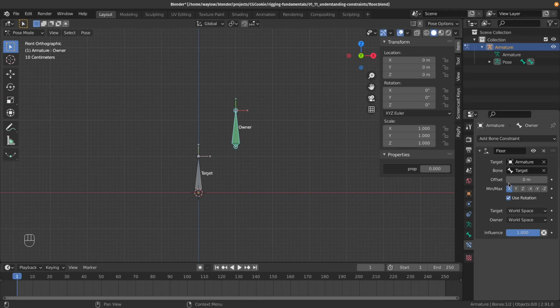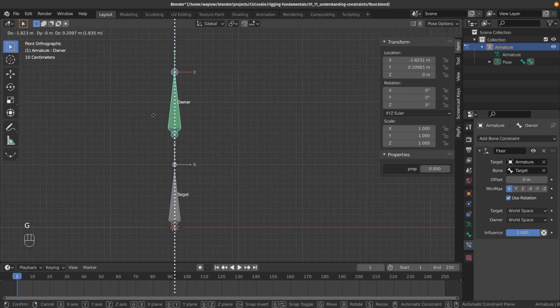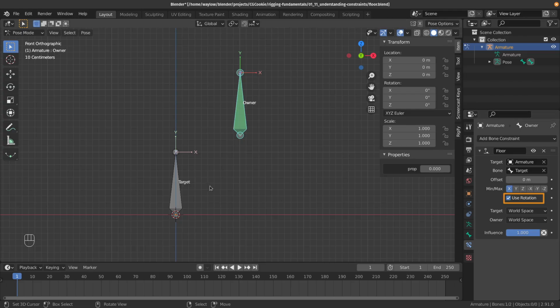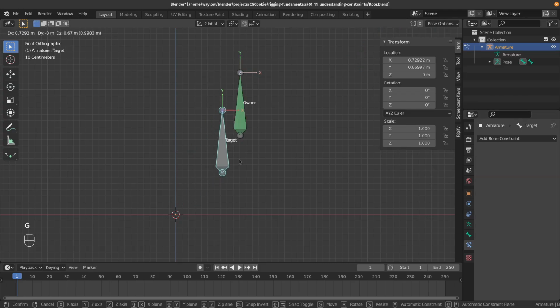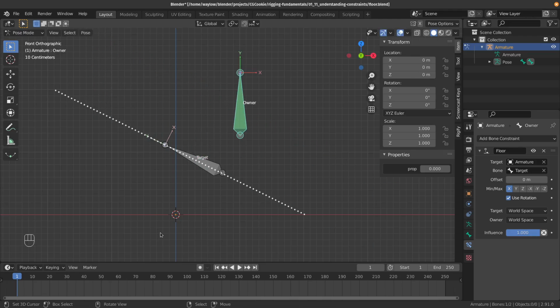So with this enabled, I've just switched this over to the X axis as well. It means it can't go past this X axis of our bone here. Just to prove that, it hits that point and it can't go past. Try and go over, try and go under, it cannot go past. So when we have use rotation enabled, we can actually rotate that plane. So now it can't go past any point along that line, which is the length of the bone there.